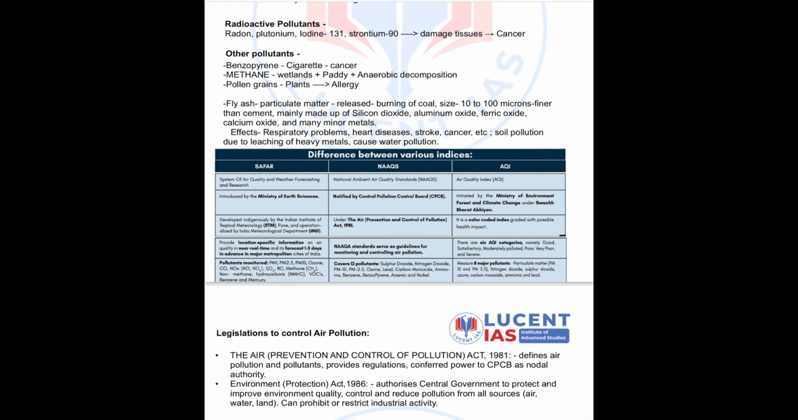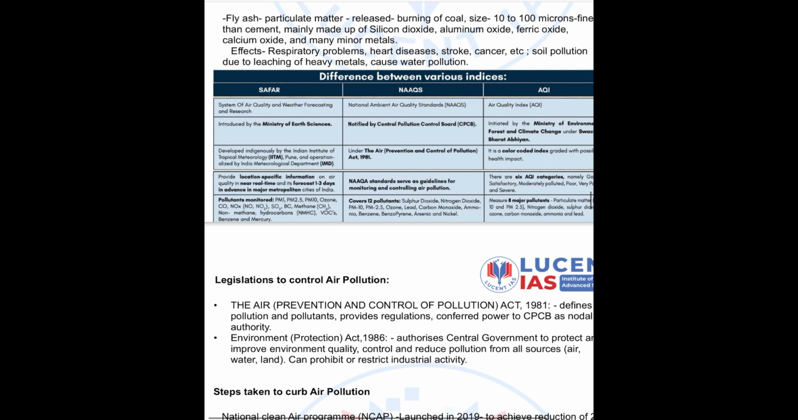Clear? The very important thing here is what are the pollutants that are measured. So SAFAR measures PM1, PM2.5, PM10, ozone, carbon monoxide, NOx, that is NO or NO2, SO2, methane, non-methane hydrocarbons, VOCs, benzene and mercury. These are very important. Note that CO2 is not included.